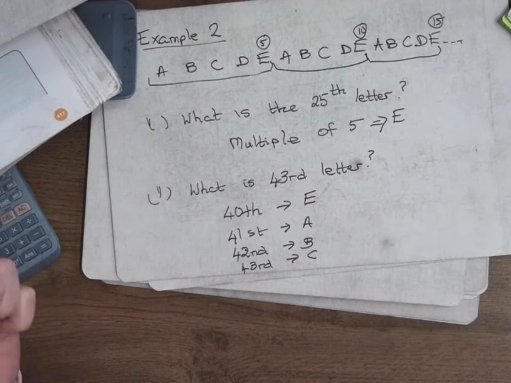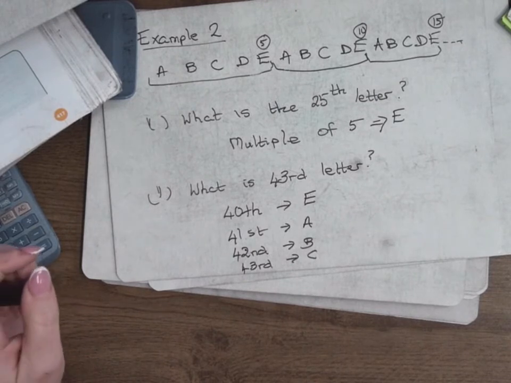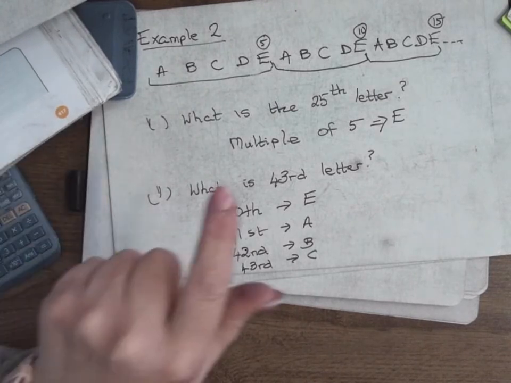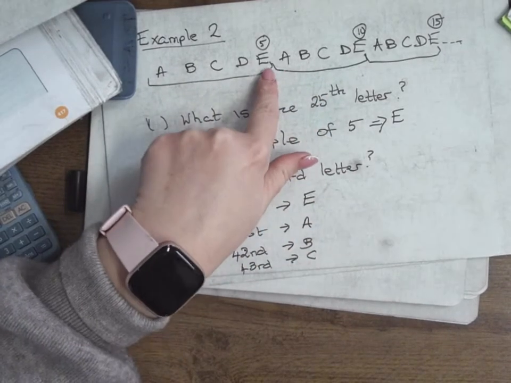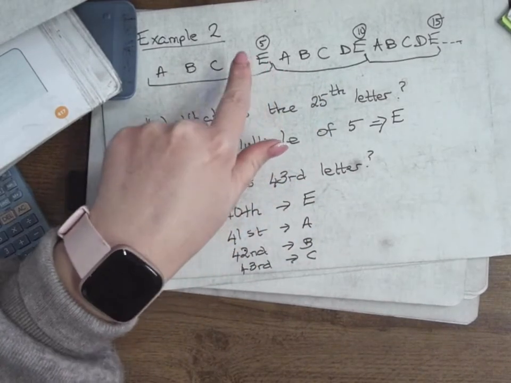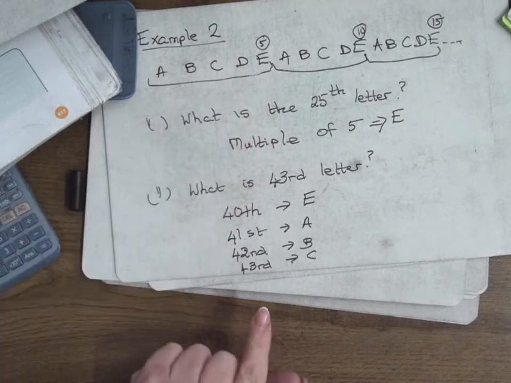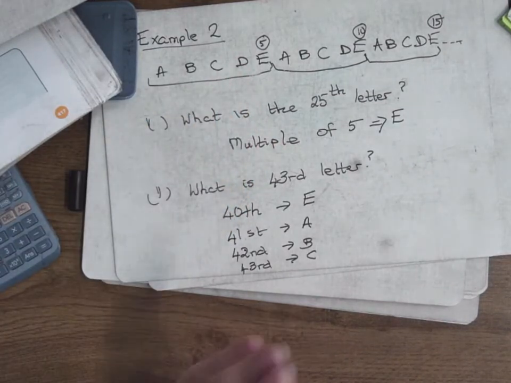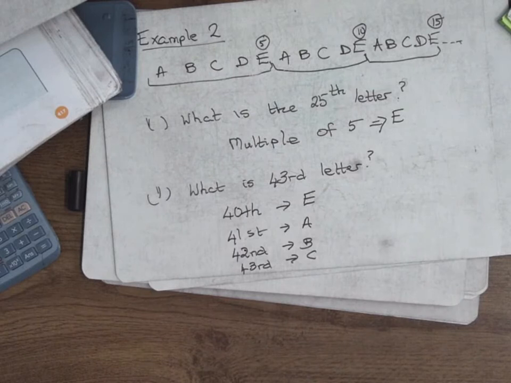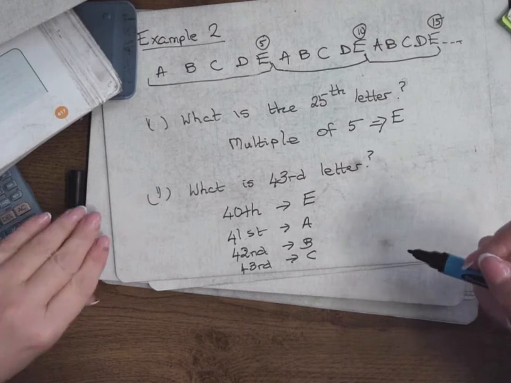An E. Why is the 45th letter an E? Because it's a multiple of 5. So the 45th letter is an E. So letter 44, what's letter 44? D. And letter 43 is a C, which is the exact same answer, isn't it? So you can either start below and work up, or you can start above and go backwards. Right? Is that okay? Are we getting it?